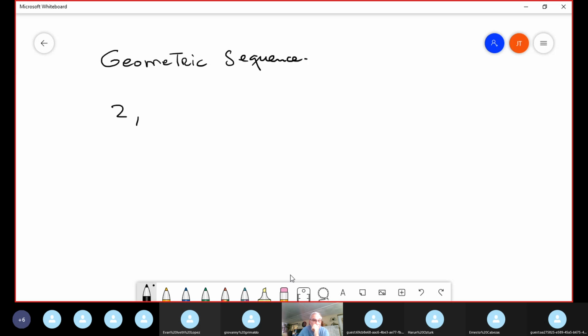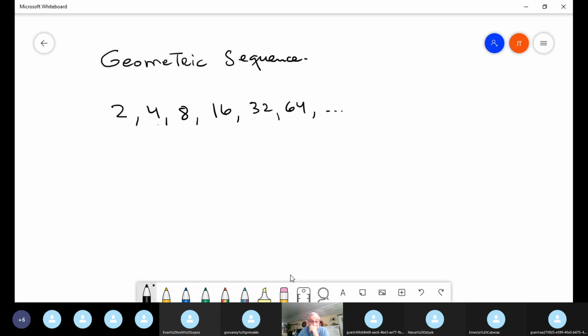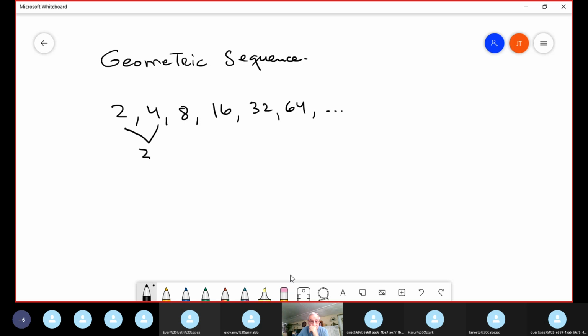Suppose 2, 4, 8, 16, 32, 64, and so on. Subtracting doesn't work, because 4 minus 2 is 2, but 8 minus 4 is 4. But when you divide, 4 divided by 2 is 2, 8 divided by 4 is 2, 16 divided by 8 is 2. Everything is 2. So it's division, not subtraction.